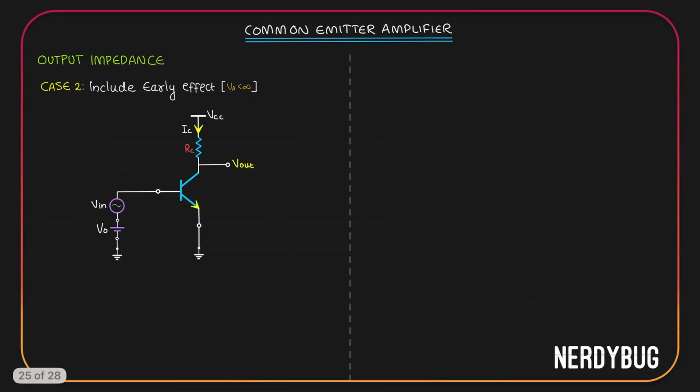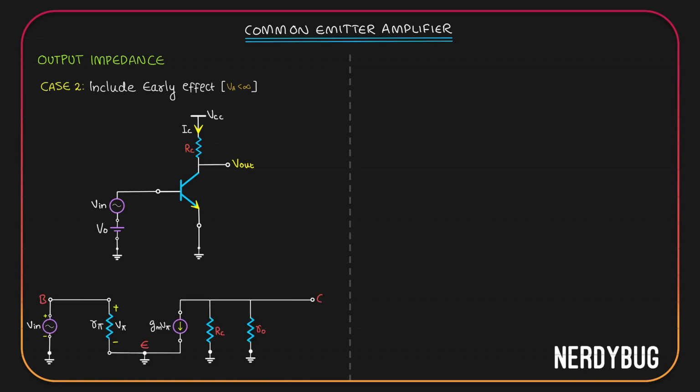Let's take the second case where we have to include the early effect. Early voltage is a finite value. In that case, the small signal model will be like this. Since early effect is included, we have R naught between the collector and the emitter. Input is given at the base, output is taken at the collector. The first thing we have to do is remove all the independent sources. The only independent source we have is the input voltage V in. We have to short it.